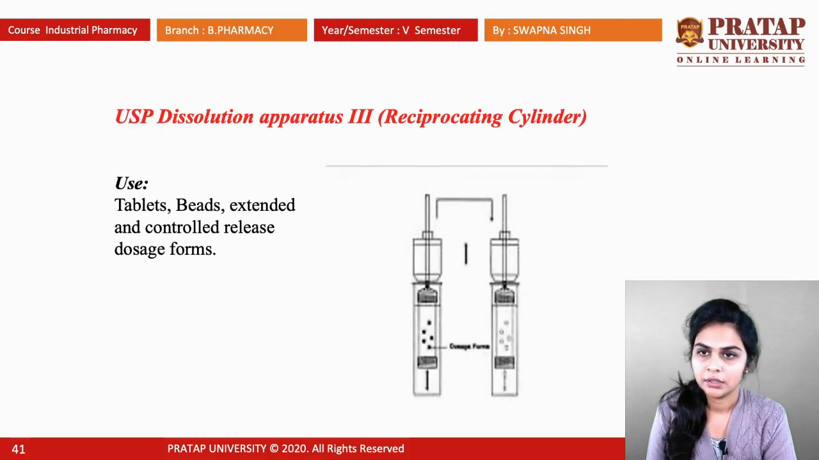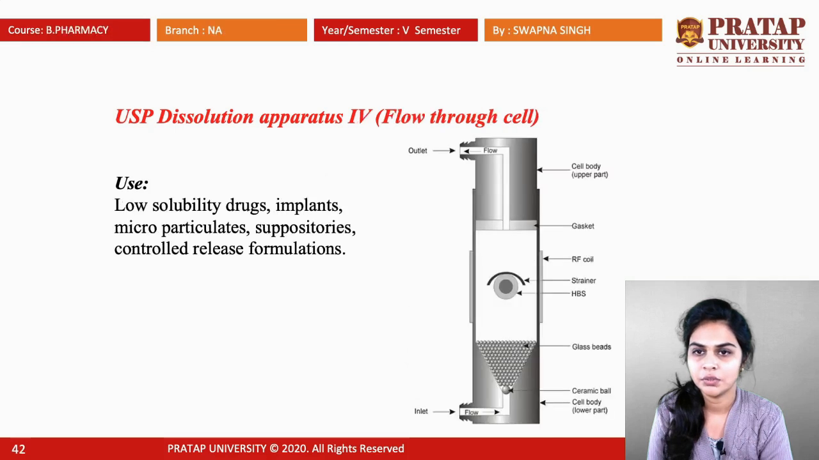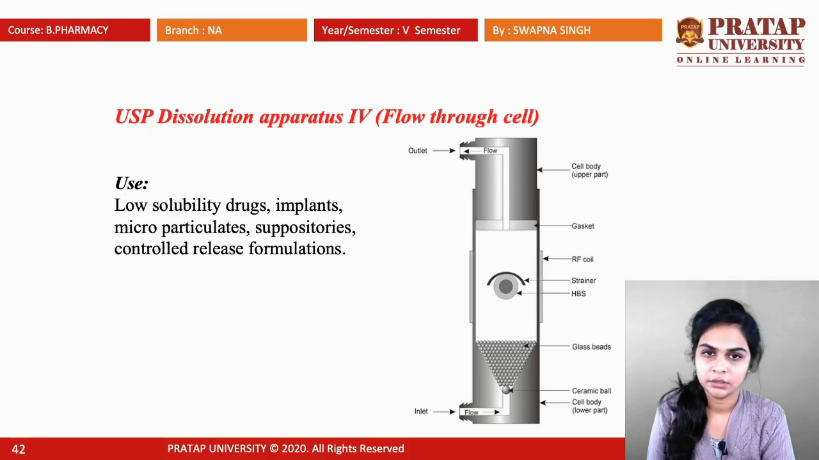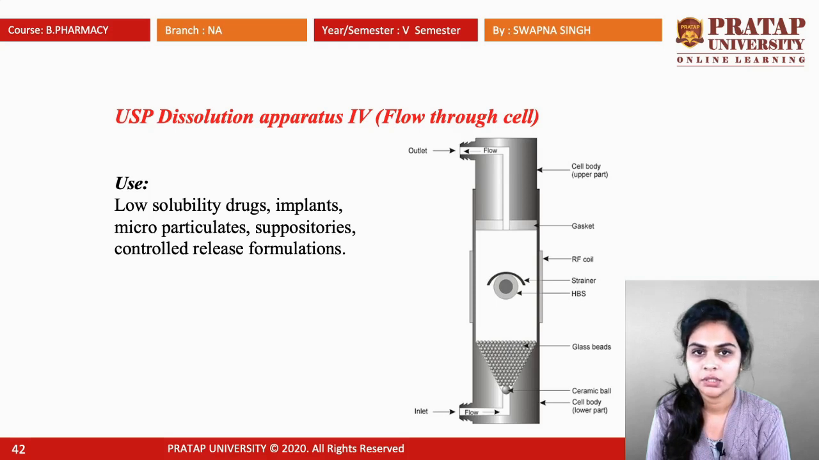The third one is the reciprocating cylinder. It is a set of cylinders which is used for the dissolution of tablets, beads, extended and controlled release dosage forms. Dissolution apparatus 4 is the flow through cell. This is the diagram of the flow through cell, which has an inlet at the bottom of the apparatus and an outlet on top. There are ceramic balls, the cell body which is made of metal, and there are an RF coil, gasket, and glass beads. Dissolution apparatus 4 is used for low solubility drugs, implants, microparticulates, suppositories, and controlled release formulations.